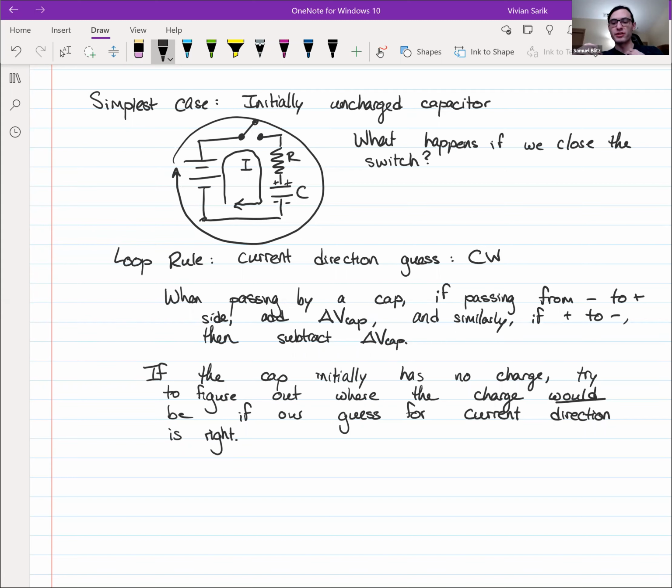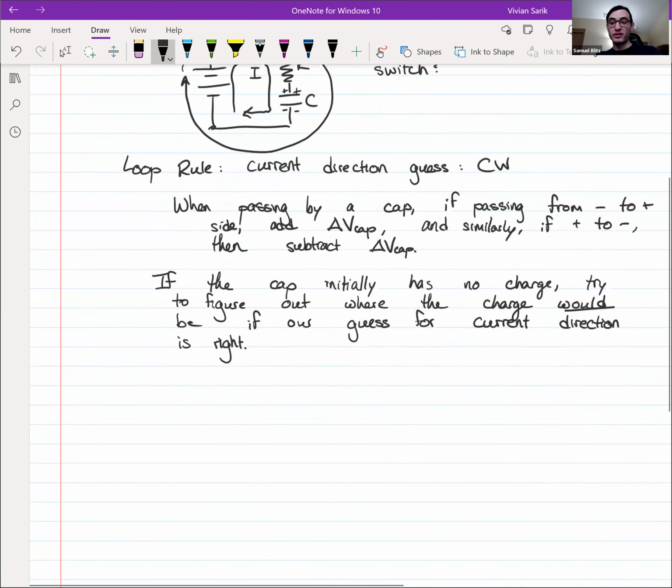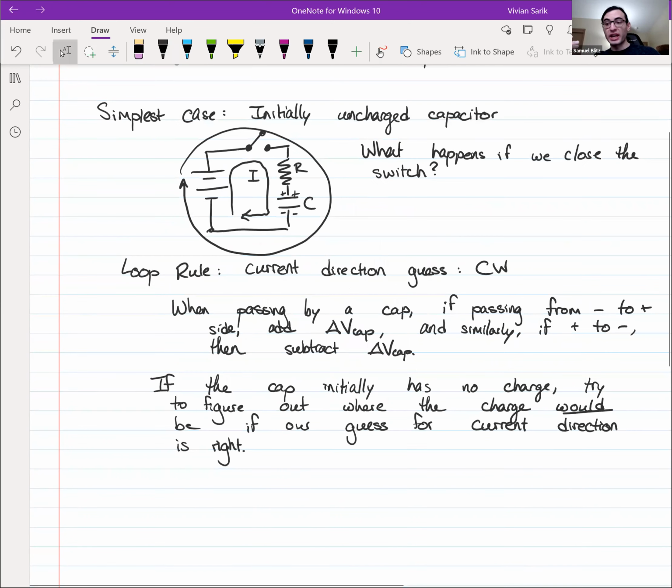So if the capacitor has no charge, the way we figure out if we're going from negative to positive or positive to negative is just imagine if the current was going in the direction we think it is, which one would end up being the positively charged side if you let current flow, right? So in this case, using the guess that we've made, we would subtract the voltage across the capacitor because we would be going from positive to negative.